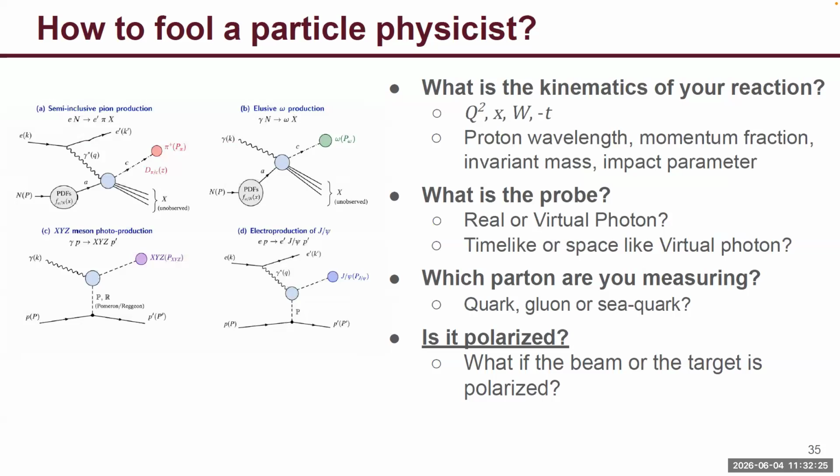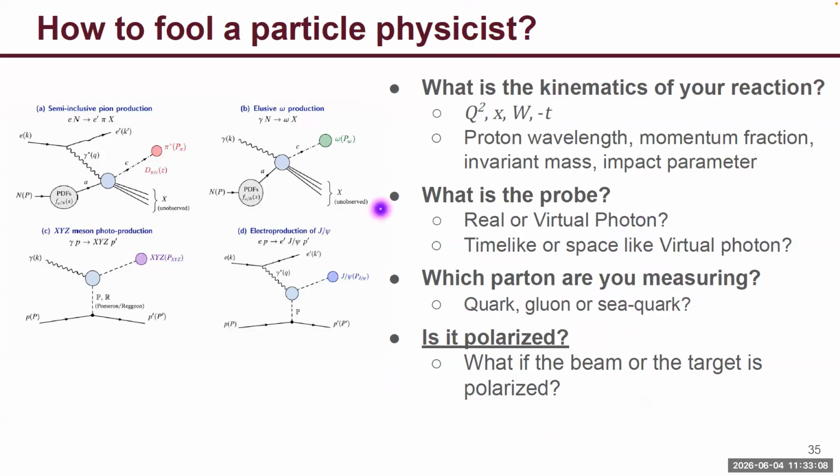So we also have such a list. If you were looking at these interactions and you have no idea what they are, you say, okay, so what question should I ask? You can ask about the kinematics. You can ask about the probe: is it a real photon or a virtual photon? Or you can ask about the time-likeness or space-likeness, etc. Or you can ask which parton we are sensitive to. But this is the killer here: you can ask, what happens if your target or the beam is polarized? That will solve the problem.